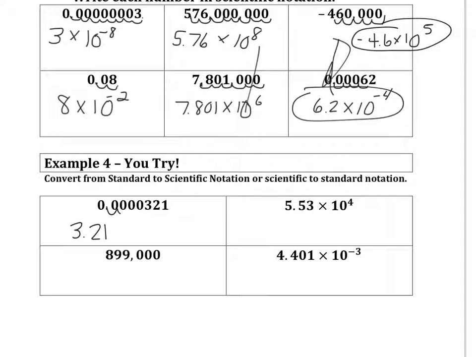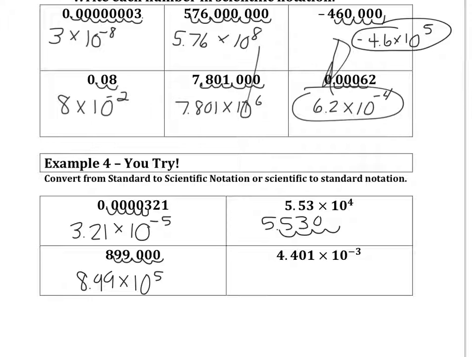3.21, 1, 2, 3, 4, 5. At this point, you should be checking your work with mine. These should be practiced on your own. 8.99 times 10 to the 1, 2, 3, 4, 5, positive 5th. Like I said, at this point, you're just checking with me. You should have tried these on your own. Rewrite them nice with commas if you need to. 1, 2, 3. 0.004401. Check yours with mine.